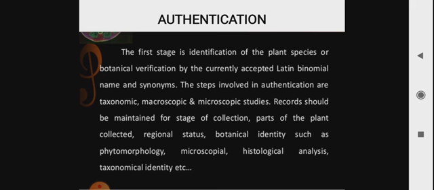That authentication process is done by experts, taxonomists, botanists or naturalists in the departments or research centers. Records should be maintained for stage of collection, parts of the plants collected, regional status, and botanical identities such as phytomorphology, microscopical and histological analysis, taxonomical identity, etc.